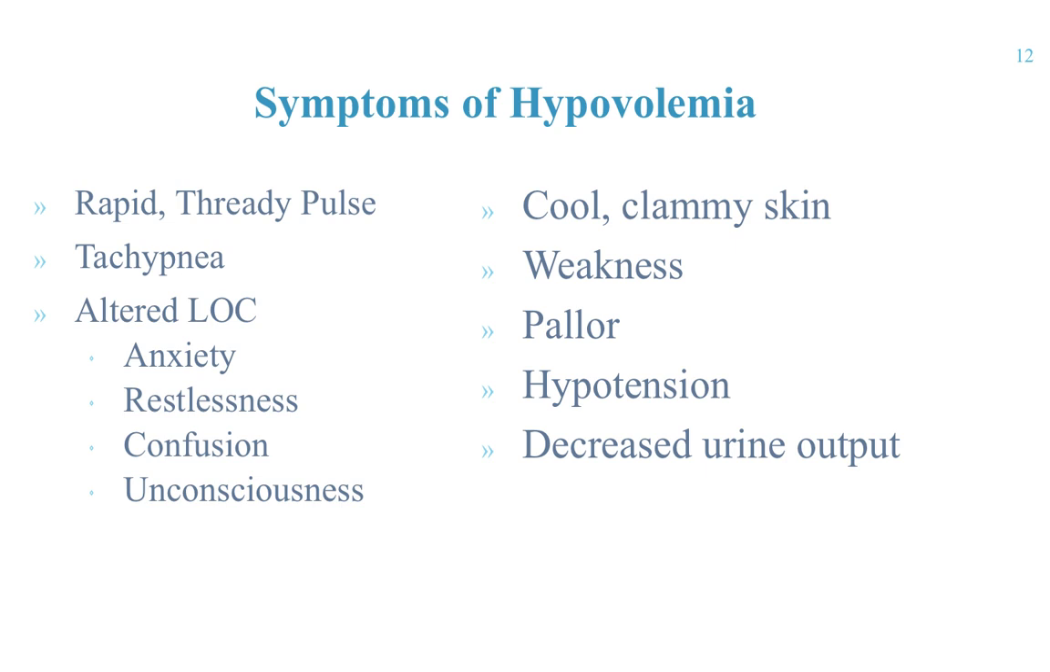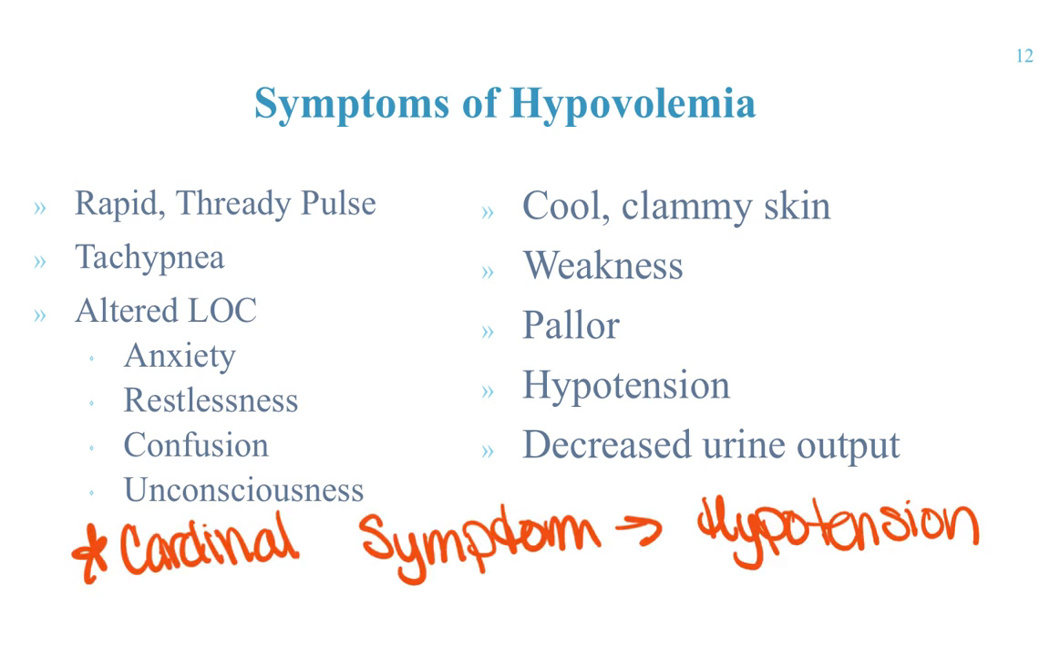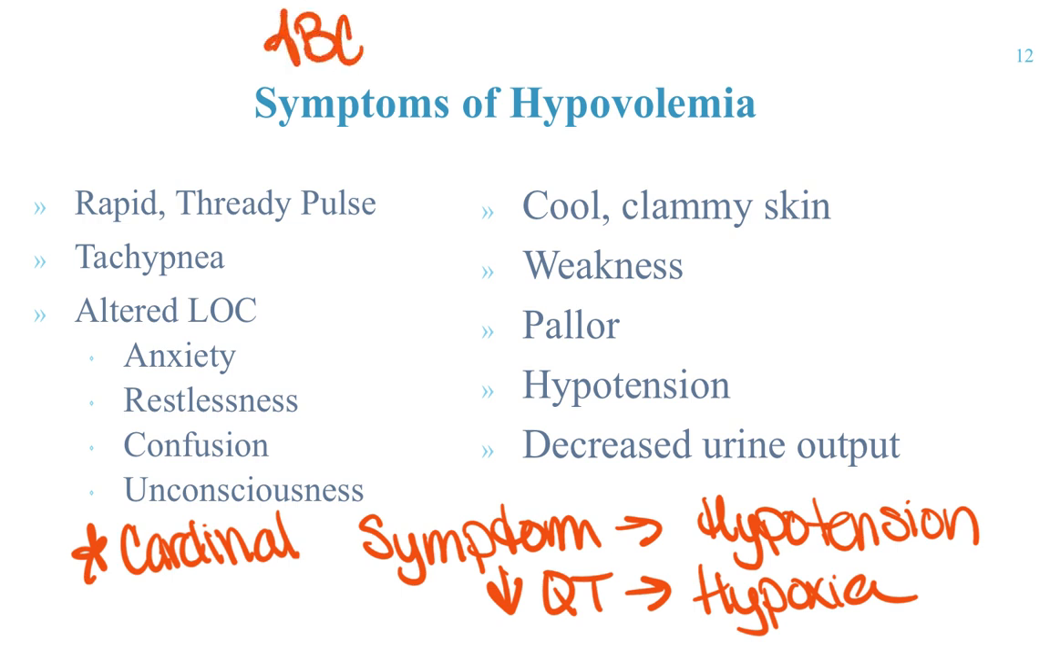So again, those are the same as the general types, but the cardinal symptom is going to be hypotension because we're losing that volume. Okay, because if we have a decreased cardiac output, we're going to have hypoxia. And because we're hypoxic and our organs are not perfusing, and there's going to be lots of waste, our ABG is going to be a metabolic acidosis.